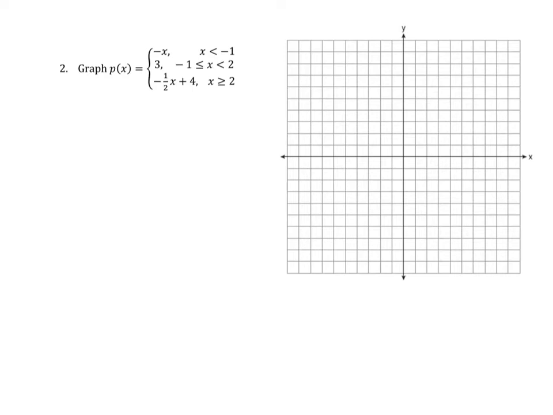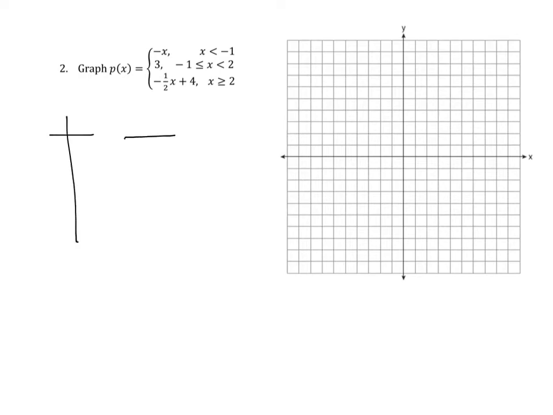Okay, number 2, we're graphing p of x is equal to, this time I have 3 formulas to follow with 3 different intervals. So I have negative x for x is less than negative 1. I have 3 for x between and including negative 1 and 2. And I have negative 1/2 x plus 4 for x is greater than or equal to 2. So if I have 3 rules, I need 3 tables of values. Okay, so I'm going to go ahead and set those up.